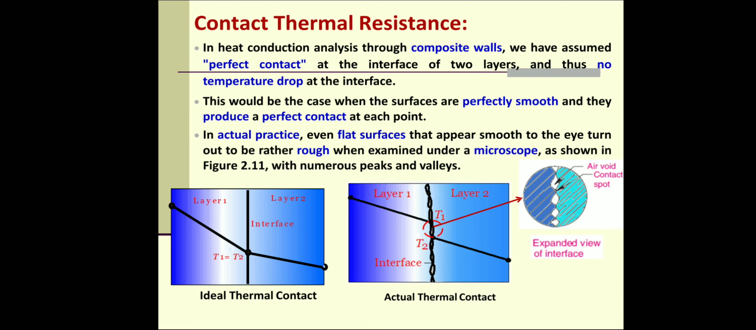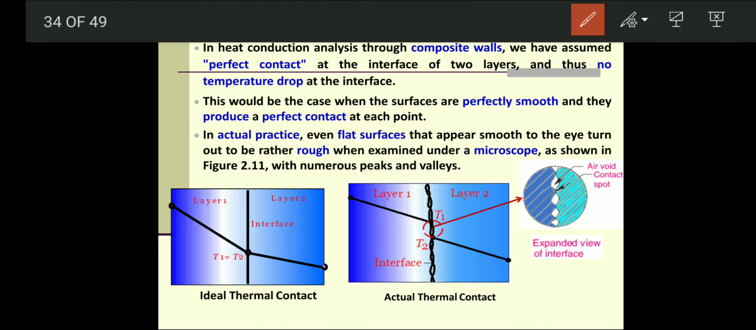This resistance is known as the thermal contact resistance, and it causes a temperature drop between the two materials at the interface. See in the figure, the first diagram is the ideal thermal contact. We assume here perfect contact between the two layers, but in actual there are void spaces. These spaces are filled with air, and due to these void spaces resistance is created here. This resistance is called the thermal contact resistance. See in the diagram, air void, contact spots here.